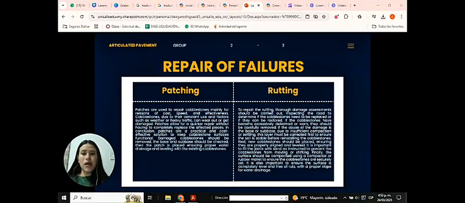Patching and routing. Patching is used to repair cobbles mainly for reasons of cost, speed, and effectiveness. Cobblestones, due to their constant use and factors such as weather or heavy traffic, suffer wear and damage. Patches allow for quick repair without having to completely replace the pavement, which improves speed.